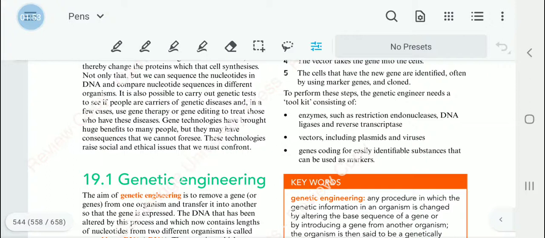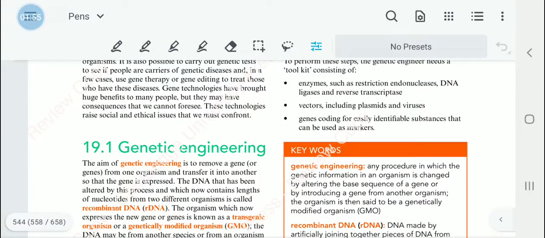Also in food technology, there are many different advancements that have been made by the changing of genes. However, there are some social and ethical issues that we have to face when dealing with genes.